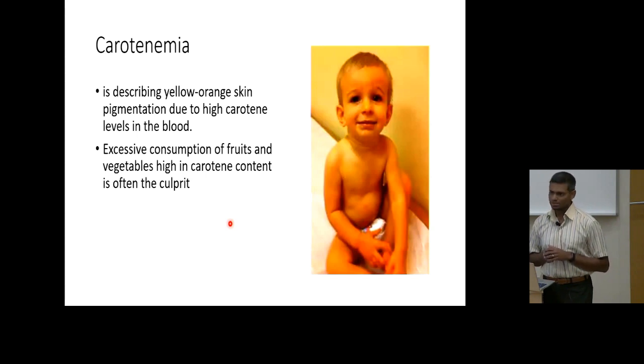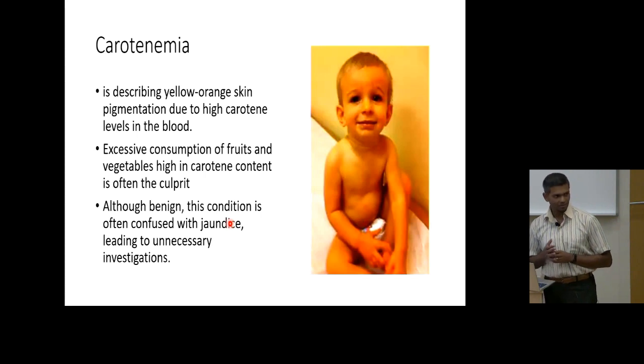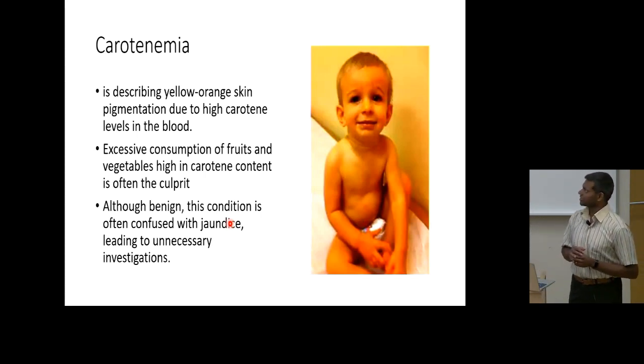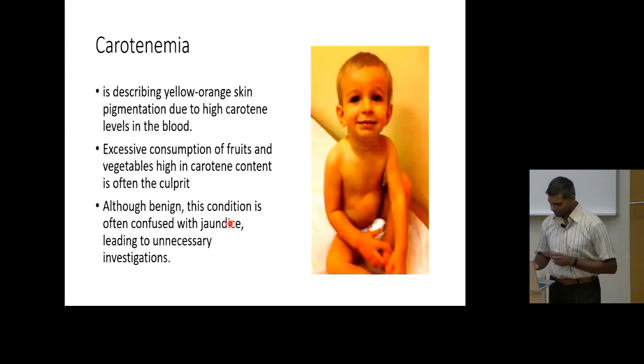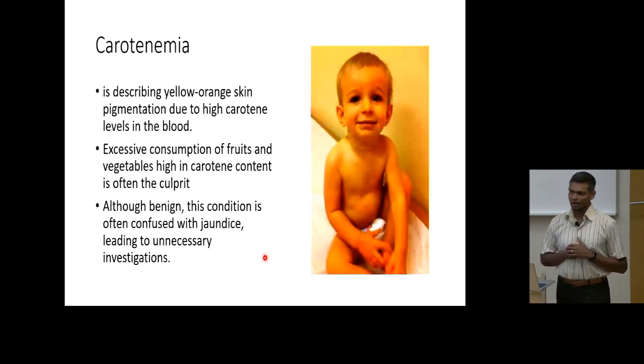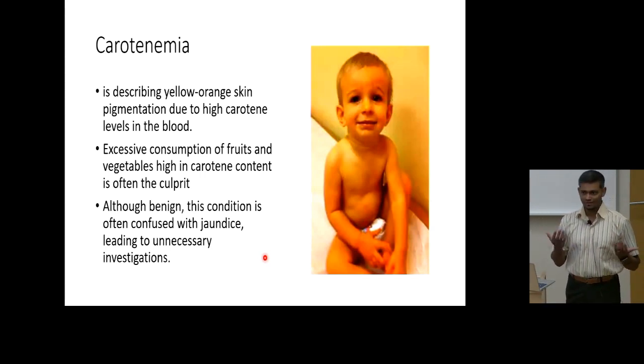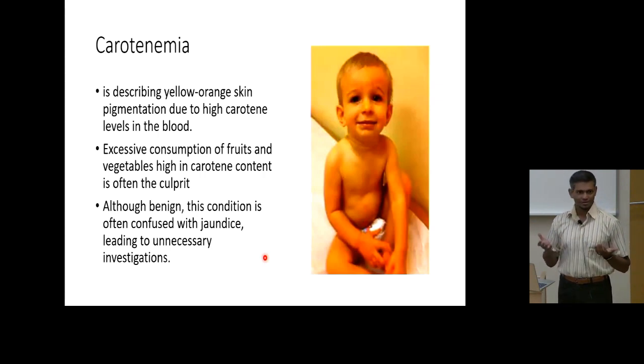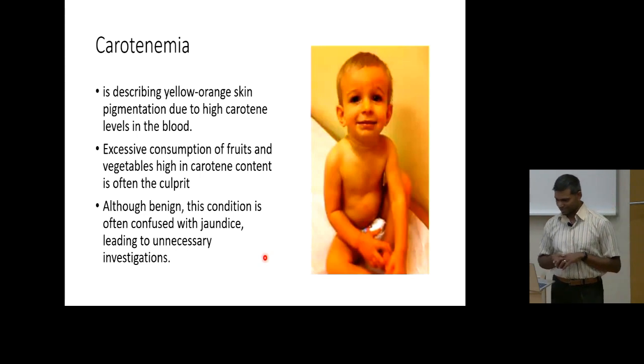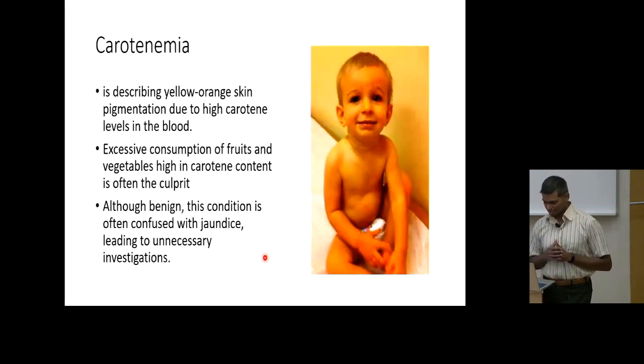Sometimes it could be thought that this condition is jaundice and can lead to an unnecessary investigation, but this is quite harmless. And if you remember what I mentioned yesterday about adipose tissue, carotene is fat soluble, and so if you have it in excess, you just can't pee it out. It's going to be stored in your fat cells, and that's why the skin starts turning yellow as well.